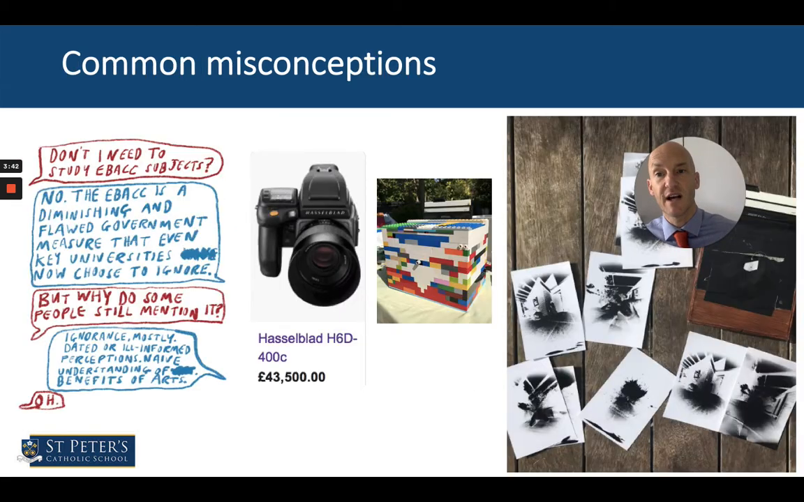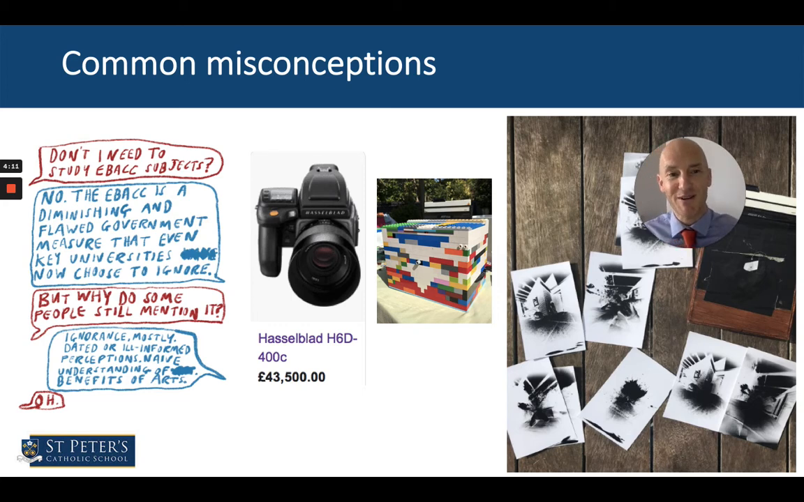And so there are some common misconceptions about photography. It is a serious subject and it's not a light option. And people have occasionally asked about the EBacc, which is a government measure for certain subjects. But even top universities now are recognising the flaws in that and are promoting a more holistic approach to your curriculum and continuing that creative development. And photography can be really useful for that.